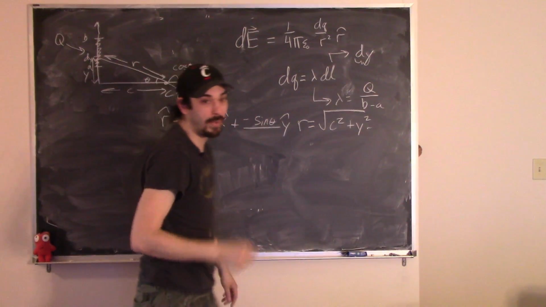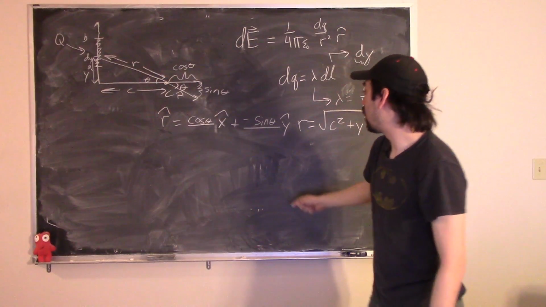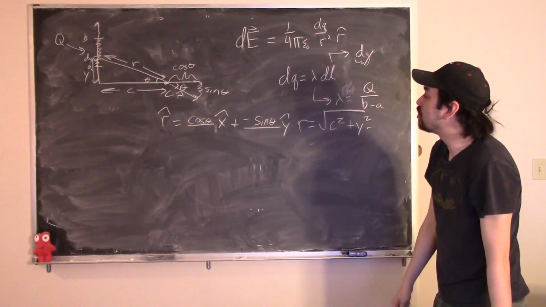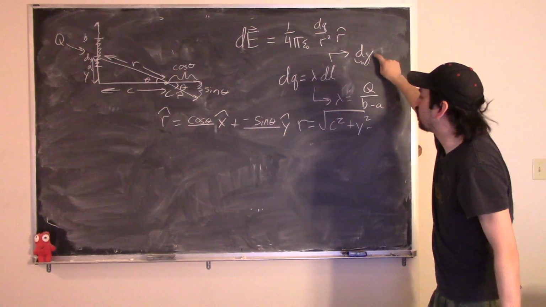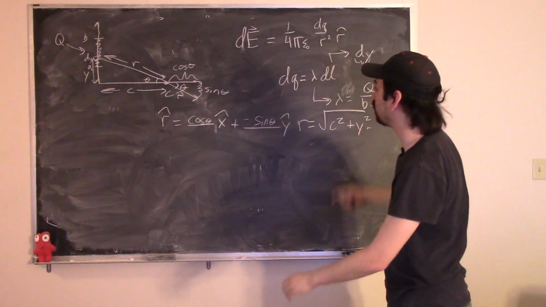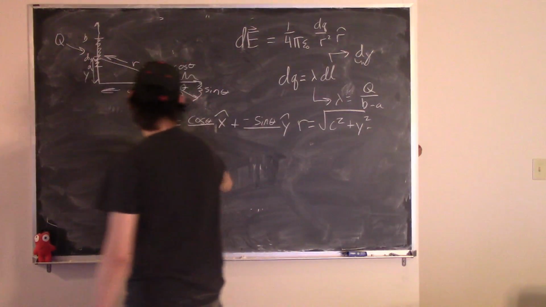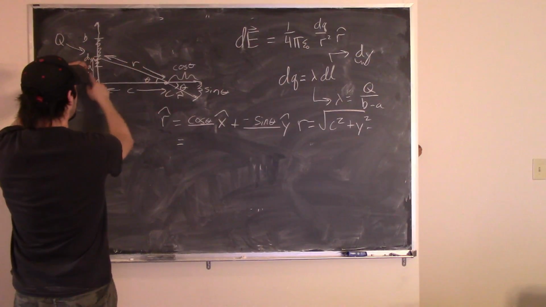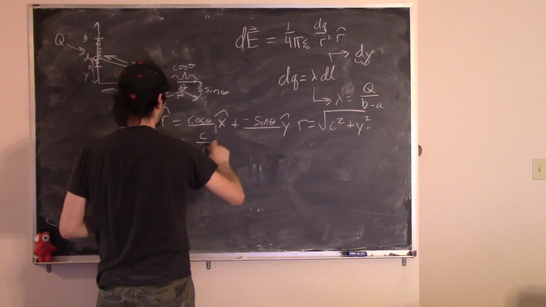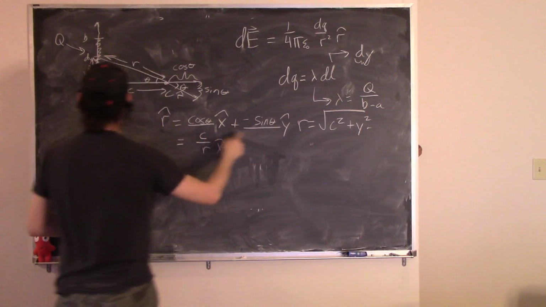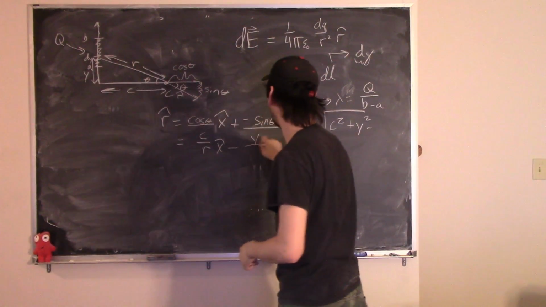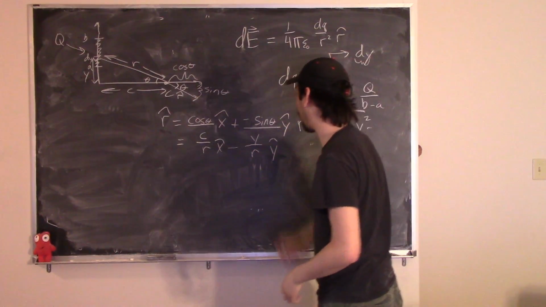But it's also going to be a minus sign because this is going to be in the negative y direction. Okay. So the next thing that we need to do, because we're integrating with respect to y and we introduce this theta here, we need to write cosine and sine of theta in terms of y. Looking at this triangle, cosine is going to be c divided by r, so this is c divided by r times x hat, minus sine, which is y divided by r, so this is minus y divided by r times y hat.